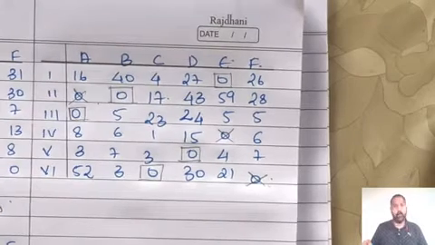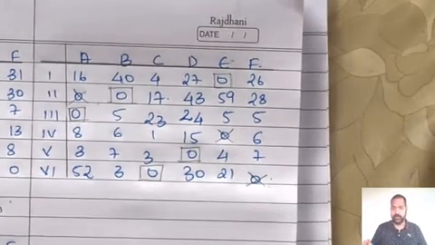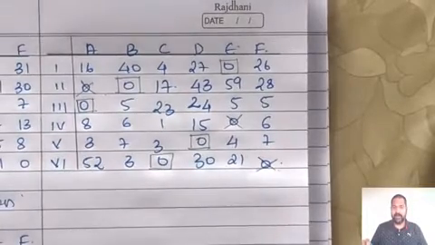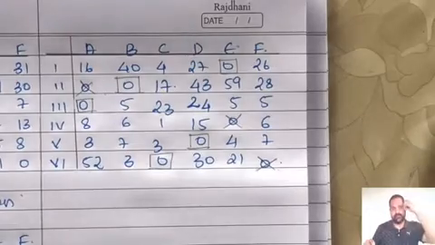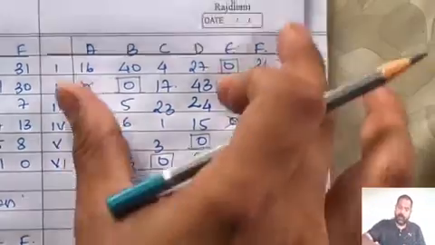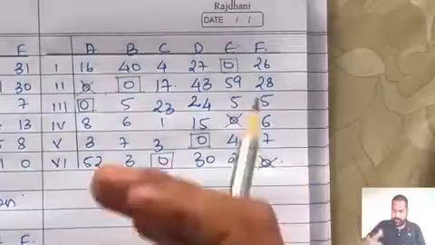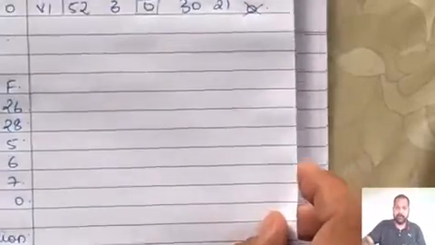Which means that optimal assignment is not reached, which means that I will have to continue this by drawing lines. So to draw lines, I can draw lines here only. I don't want to mess it up. I'm going to draw a new table.